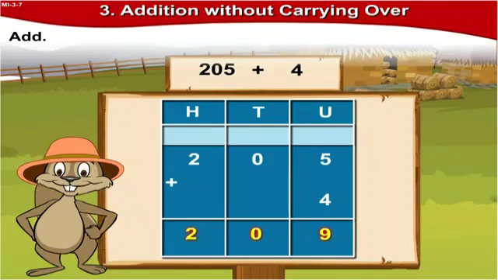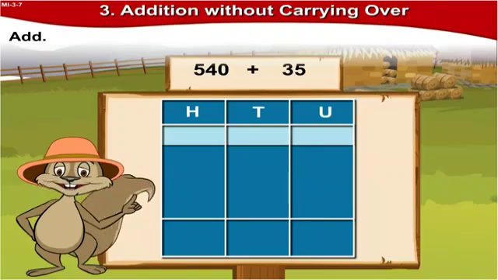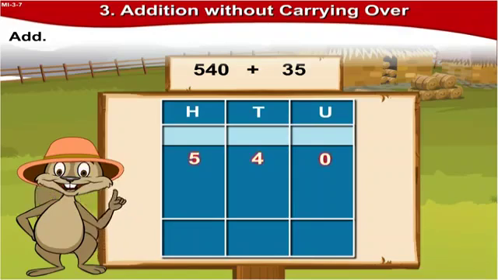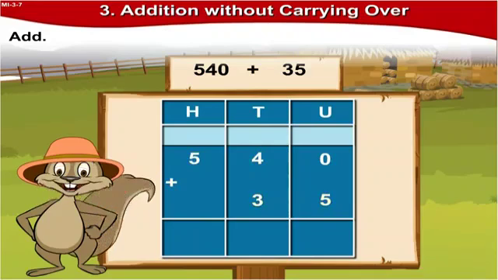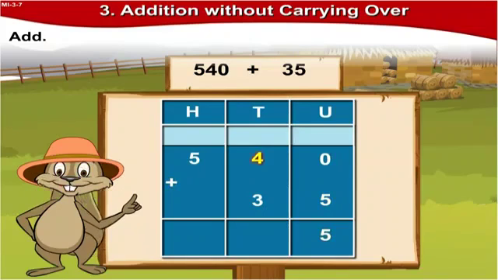Now the next sum. 540 plus 35. First we'll write HTU. Now 540 is 500, 4 tens, 0 units, plus 35 is 3 tens, 5 units. In the units column, 0 units plus 5 units is 5 units. In the tens column, 4 tens plus 3 tens is 7 tens. Under hundreds column, we have 500. So the answer is 500, 7 tens, 5 units, which means 575.